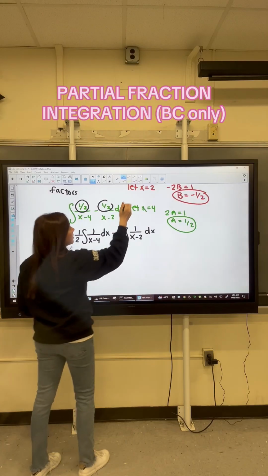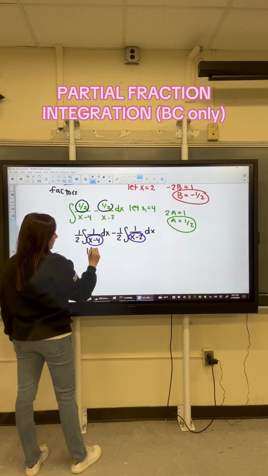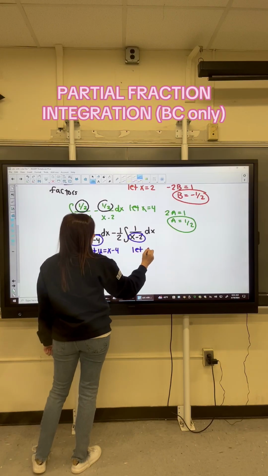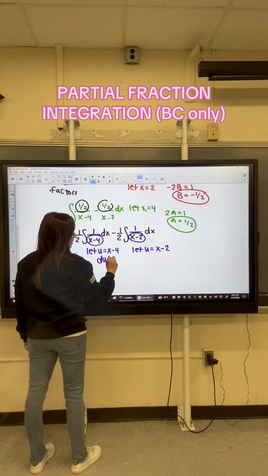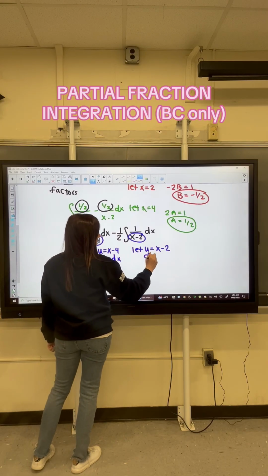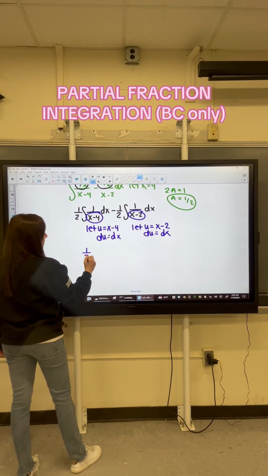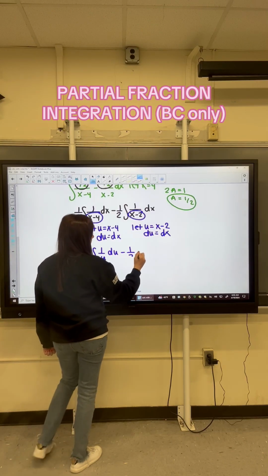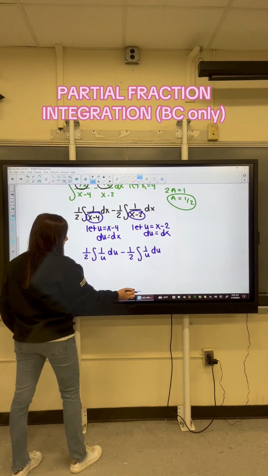And if we're going to go ahead and do the u sub, like I said, u is going to be the denominator for both of them. So let u equal x minus 4 and x minus 2. Du for both of them is going to be dx, which is great. And now when we do my u sub, we're only going to plug in for the x minus 4 and the dx. So we're going to have 1/2 the integral 1 over u du minus 1/2 the integral 1 over u du. Well, 1 over u integrates to natural log.